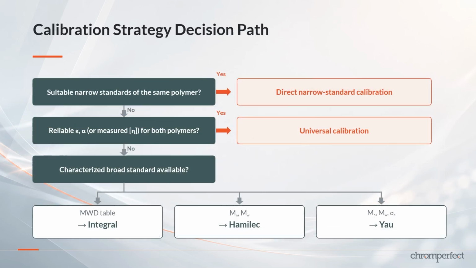When narrow standards are unavailable, a characterized broad standard may be used. A complete molecular weight distribution table supports the integral method. Published Mn and Mw values support the Hamilec method. When column broadening can be estimated using column sigma, the Yau method provides a corrected variation of Hamilec calibration.